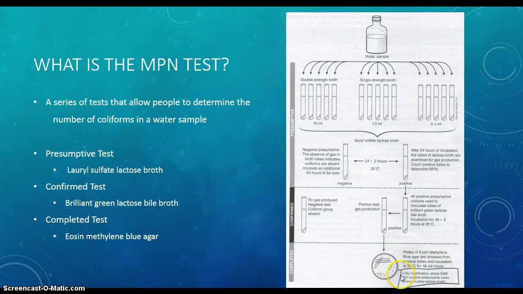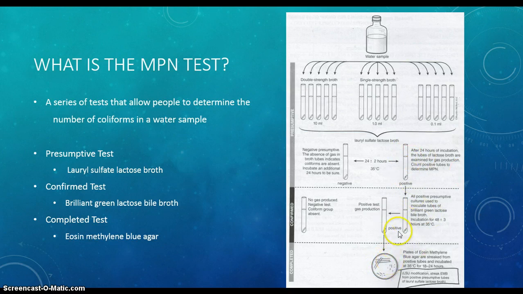Now, there's this box right here that says LSL modification: streak EMB from positive presumptive tubes of lauryl sulfate lactose broth. In the real world, you would inoculate this, then inoculate this, and then inoculate this. But what we did was we took the positive results here and then inoculated straight into here.